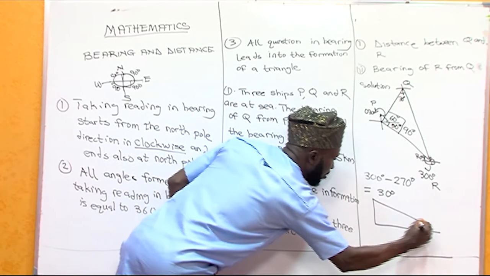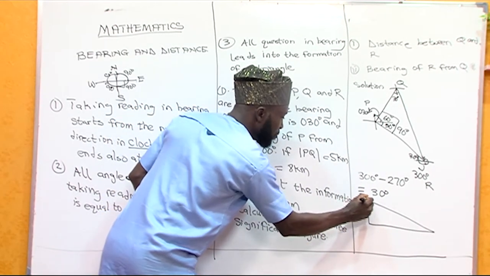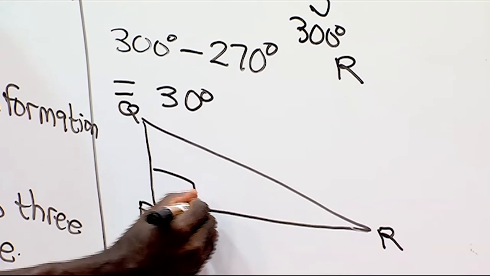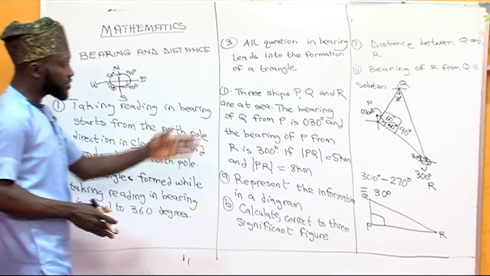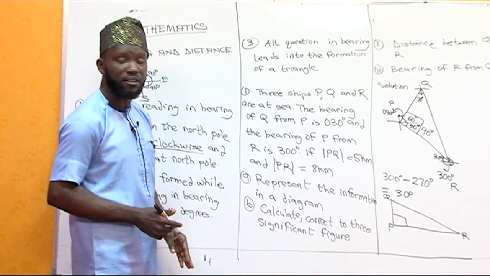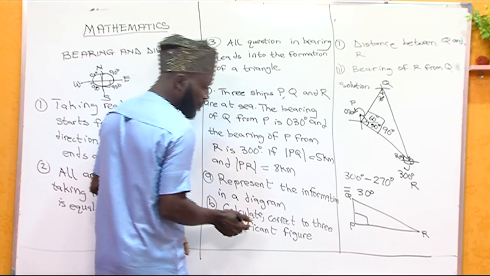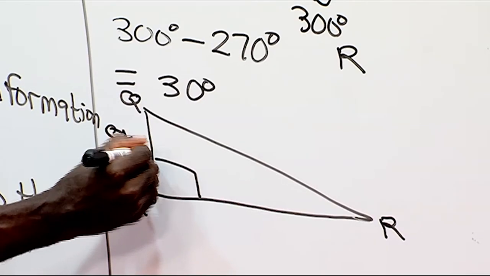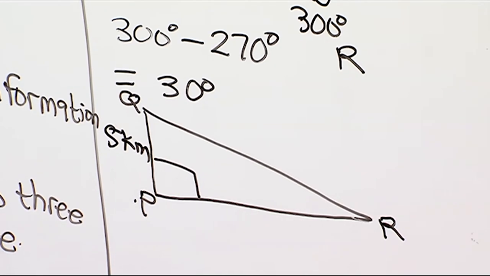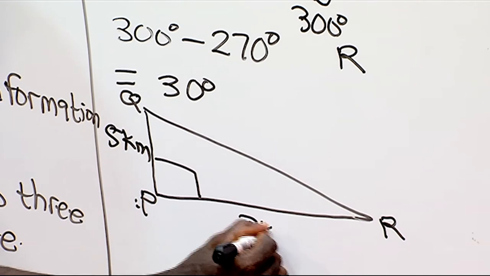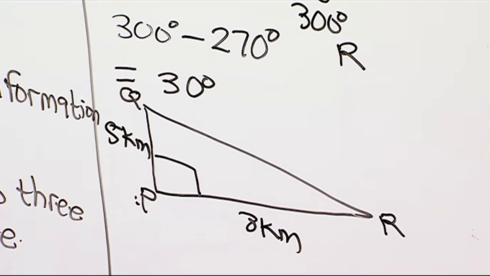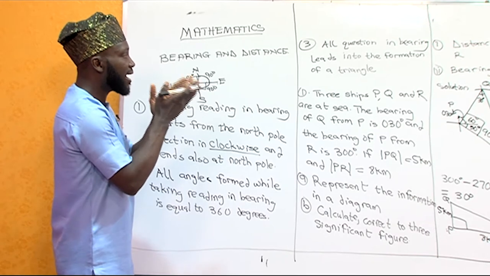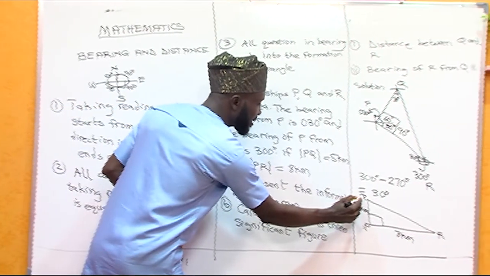Let me redraw my diagram. This is my Q. This place is my P. And this other place is my R. So this is equal to 90 degrees. But from the question, we are told that PQ is equal to 5 kilometers, and PR is equal to 8 kilometers. Now, we are asked to find what? For the second one, we are asked to calculate, to three significant figures, the distance between Q and R. So we are looking for the distance between Q and R.